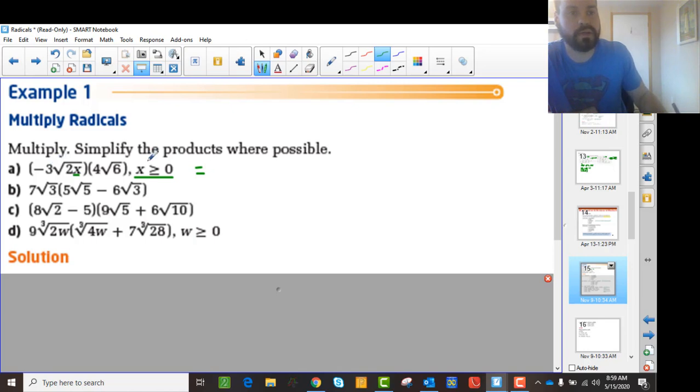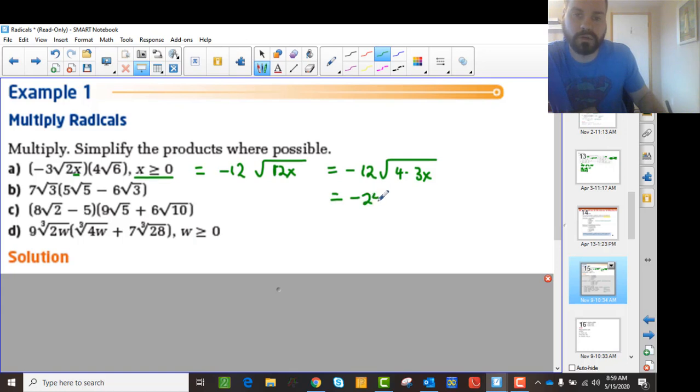So 3 times 4 is 12, so we get minus 12. And then it's the square root of, and then 6 times 2 is 12x. And then we try to simplify the 12 if we can, which, it's a square root, so it has a perfect square factor of 4 times 3x. And then you take the square root of 4 and you get 2, so you get minus 24 square root of 3x. Okay, there's my answer.